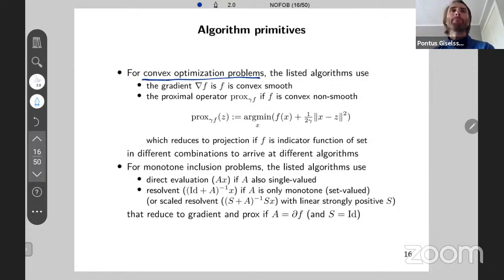Hello. Pontus, there is one student raising his hand. Oh, okay, sorry about that, I didn't see it. Yes, please. Hello. Go ahead, if you have a question. Yes, I have a question about slide 11.